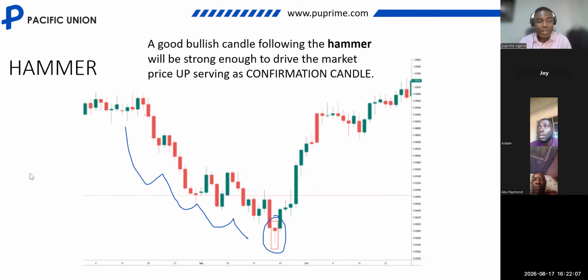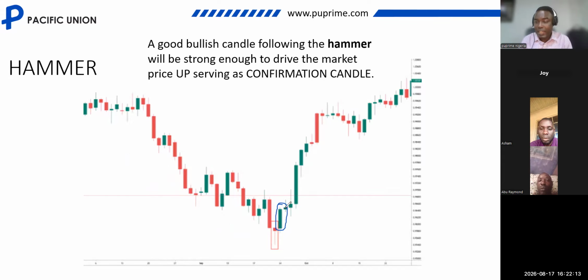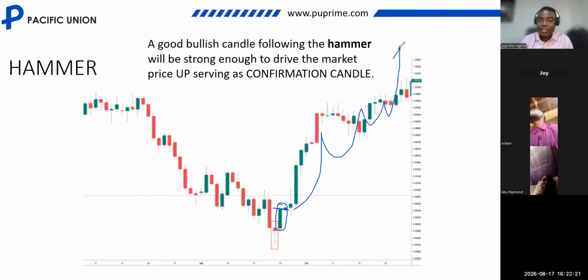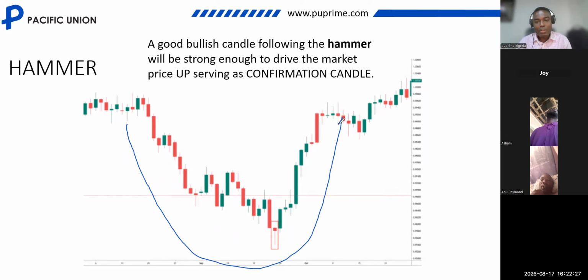But like I said, most importantly, what you need is the confirmation candle. It must be a full candle and it must be green. Now you can see at the end of this candle, that's when you can enter a buy. At the close of this candle, you enter a buy and see how price just moved on. So a hammer candlestick pattern indicates a reversal from downtrend to uptrend, and it can be used to generate a bullish signal.